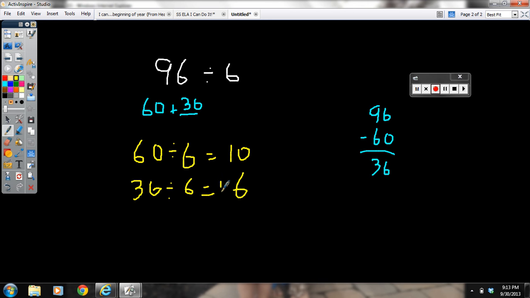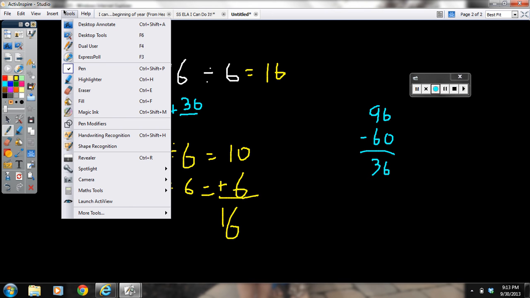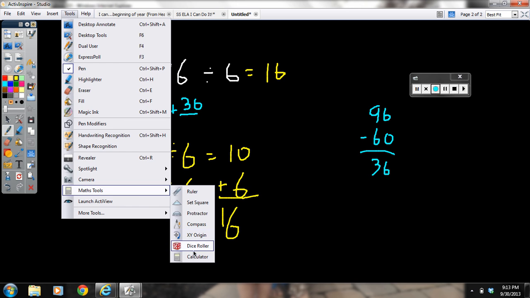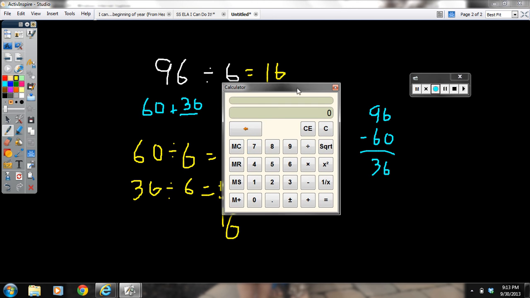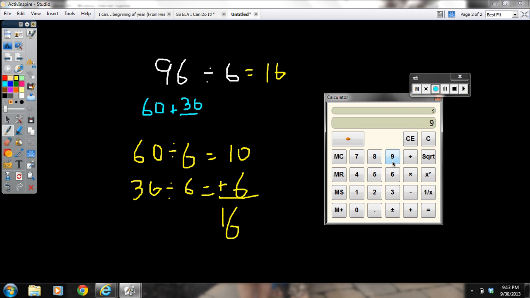If you add those two numbers together, you're going to figure out your quotient for this problem. 96 divided by 6 is going to equal 16. And like I was doing in class, I could prove that with my calculator. If I took my calculator and did 96 divided by 6, I get my answer of 16.